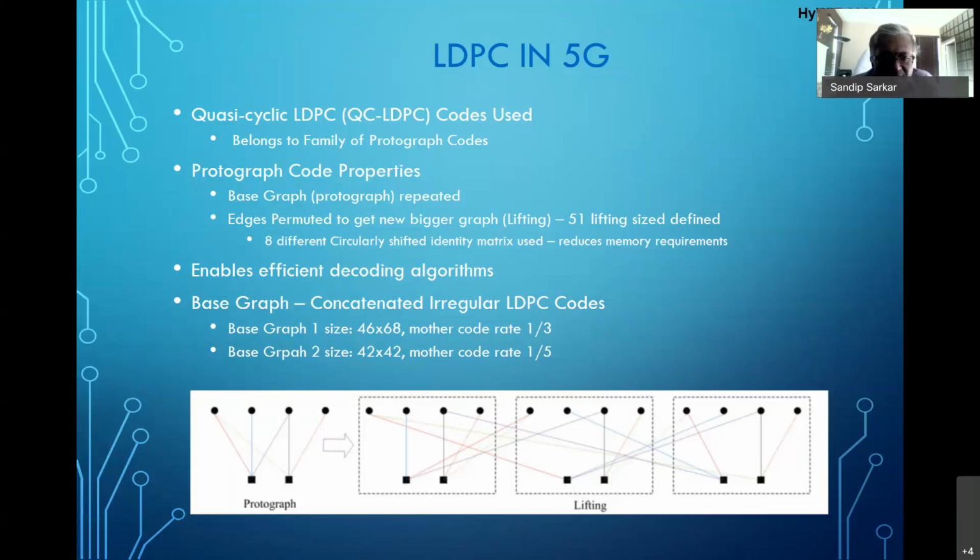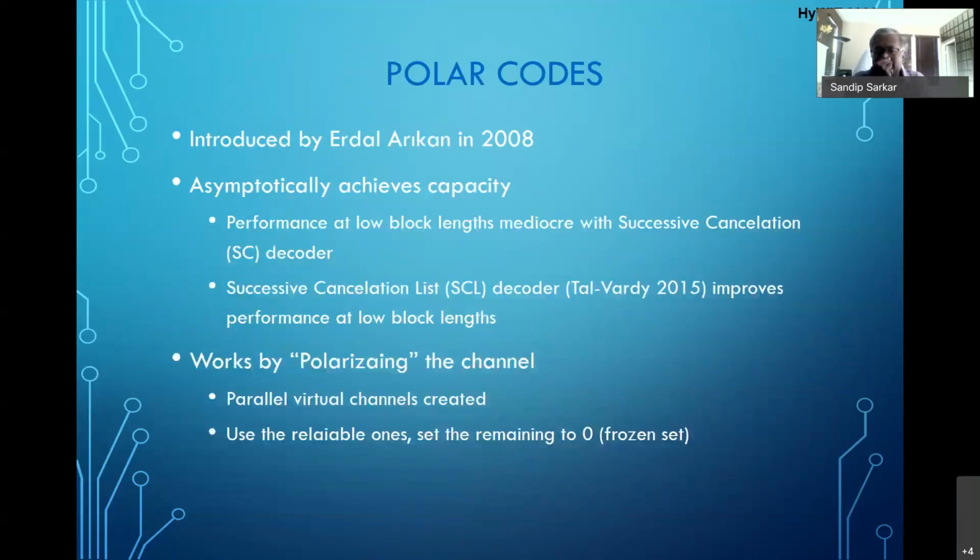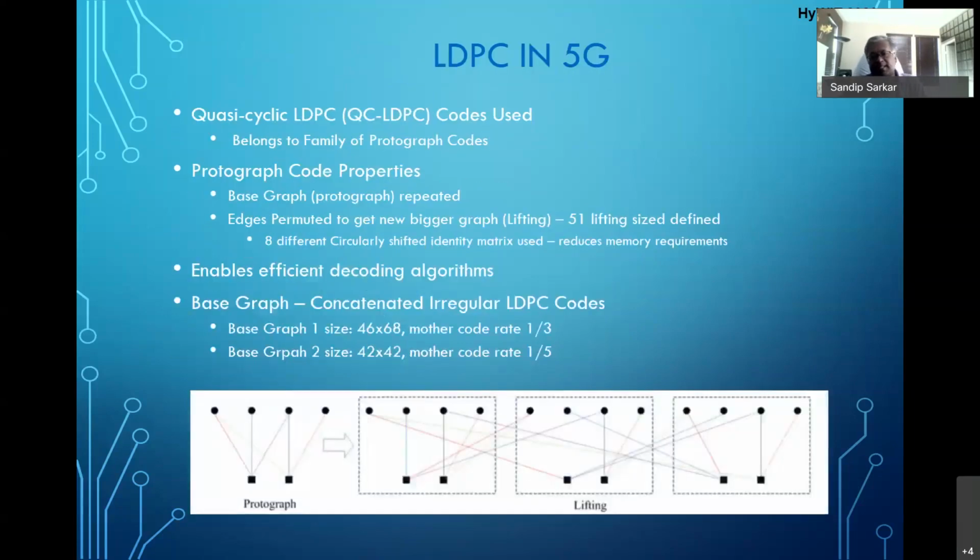The base here, there are two sizes of base graph, size 1 and size 2, with two different mother code rates, as I've written down here, as you can see. And then these are decoded with the message passing algorithm. So that's what forms the base of LDPC codes in 3G.